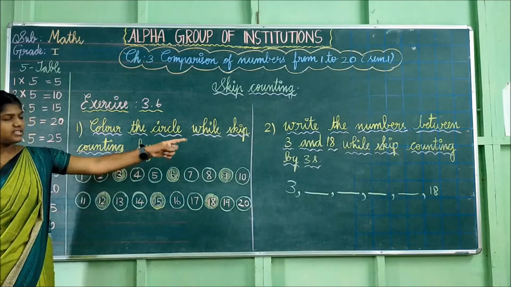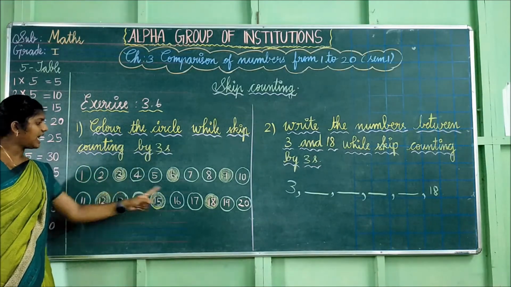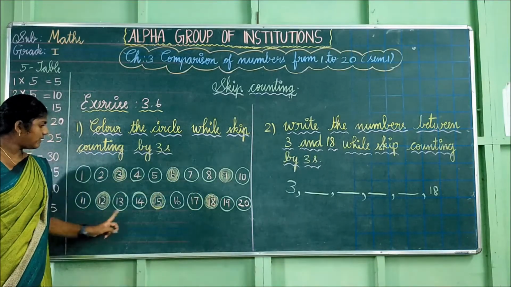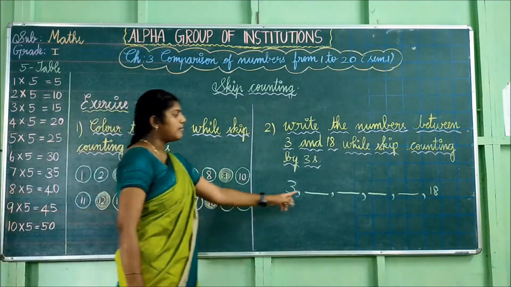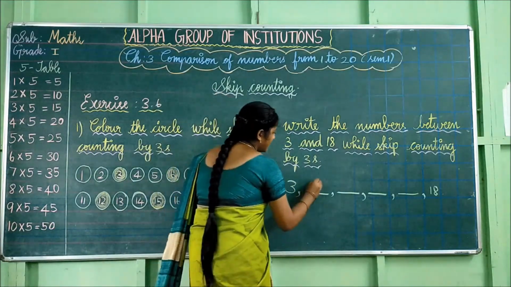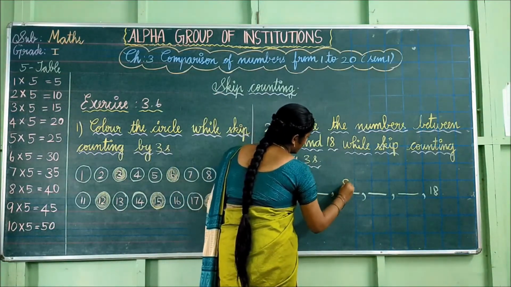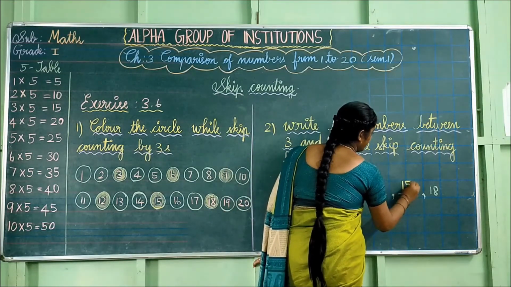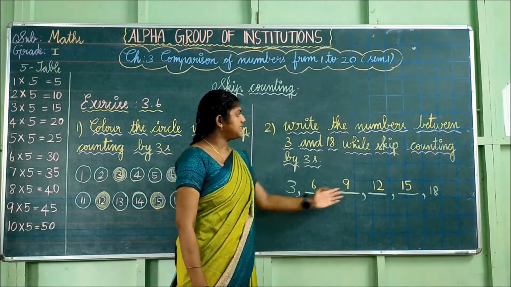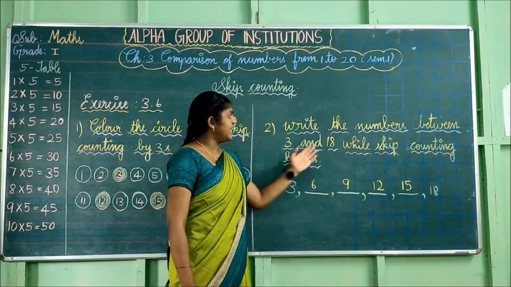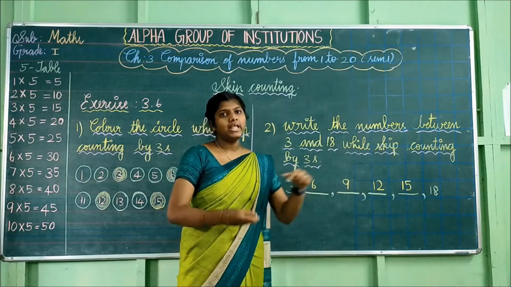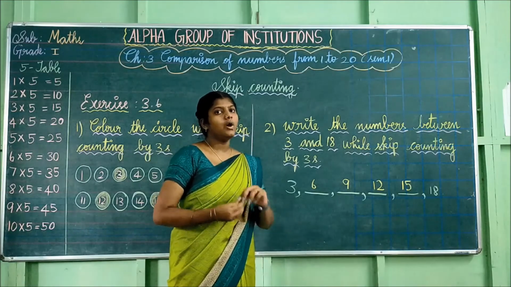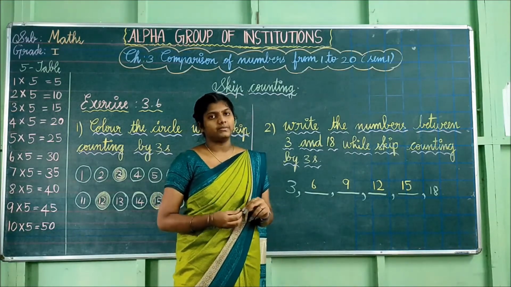So they asked the question, numbers between 3 and 18. So what are the numbers there? 6, 9, 12 and 15. So these four numbers we are going to write here. See here I am going to write 6, 9, 12, 15. So these are the missing numbers between 3 and 18 by skip counting threes. Do you understand, children? Okay, I hope you all understood what is meant by skip counting.